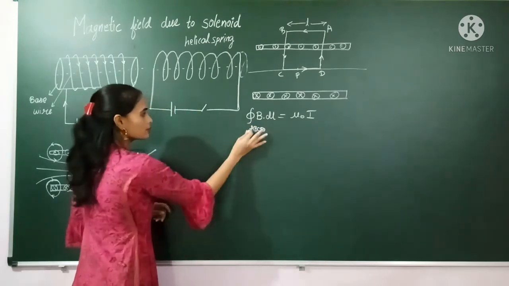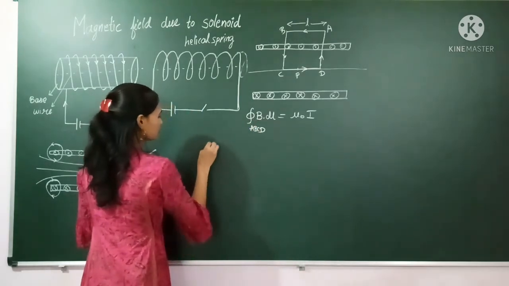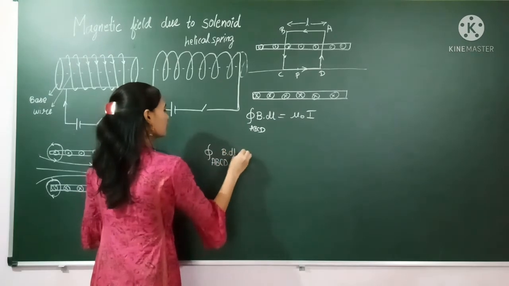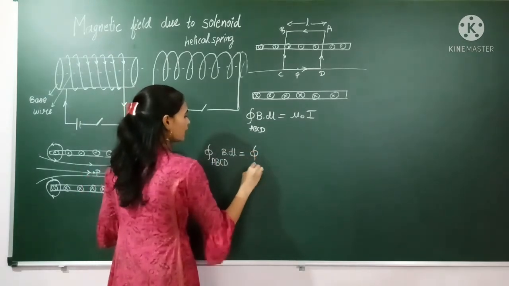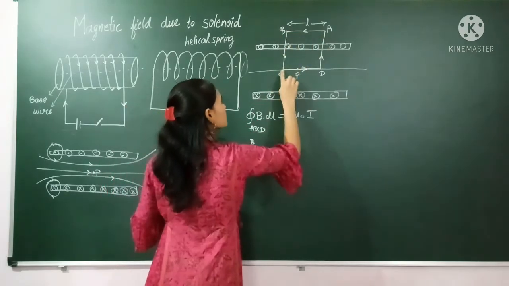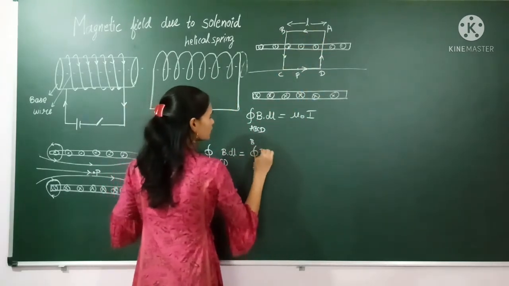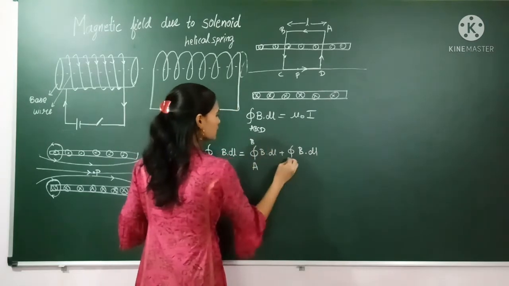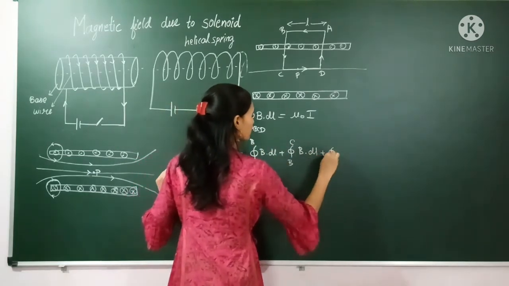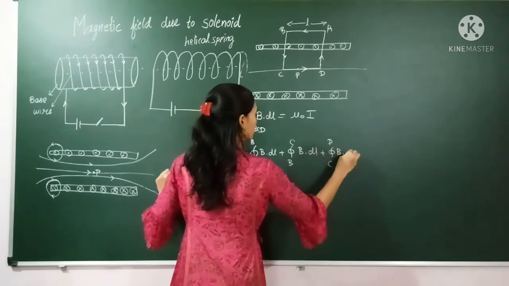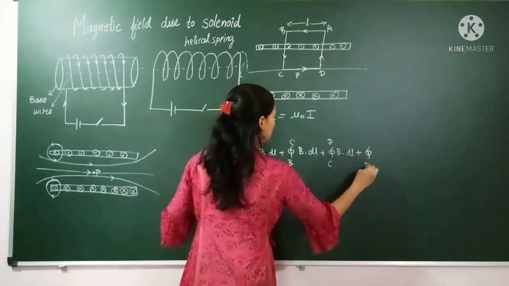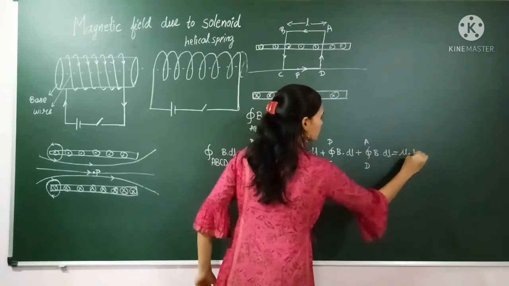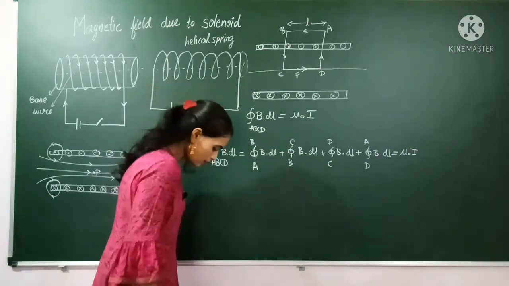So for this complete loop, we will write ABCD. Now we will split this loop into four parts: the closed integral over ABCD of B dot dl can be written as the closed integral from A to B, B to C, C to D and D to A. In four parts we can calculate: the integral from A to B of B dot dl, plus the integral from B to C of B dot dl, plus the integral from C to D of B dot dl, plus the integral from D to A of B dot dl, equals mu naught I.